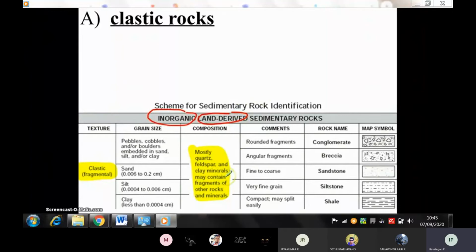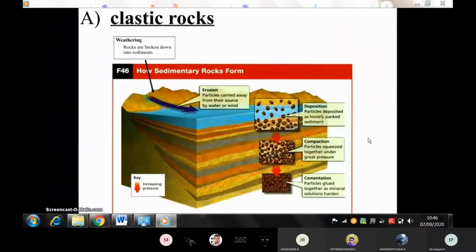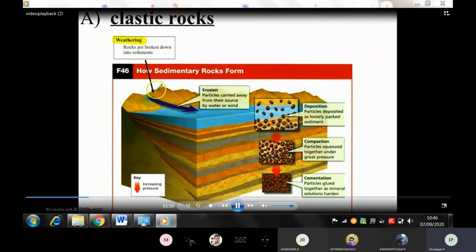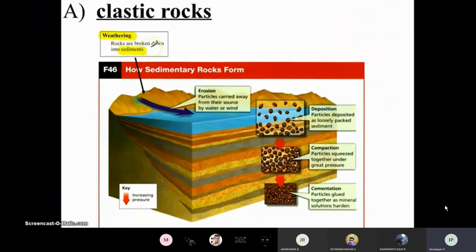These clastic rocks are all created in a 5-step process, which I like to call the WEDCC processes. This diagram shows you the WEDCC processes. So let's start with the W, which stands for weathering. In order to get sediments, existing rocks have to be broken down. That process is called weathering. So think about land and think about rain and ice and wind and other processes that could break apart rocks and turn them into sediments. Those are called weathering processes.